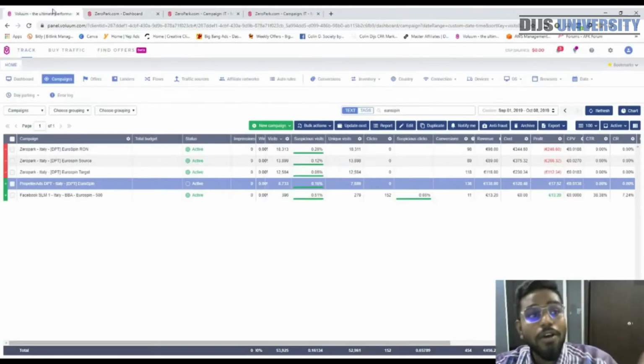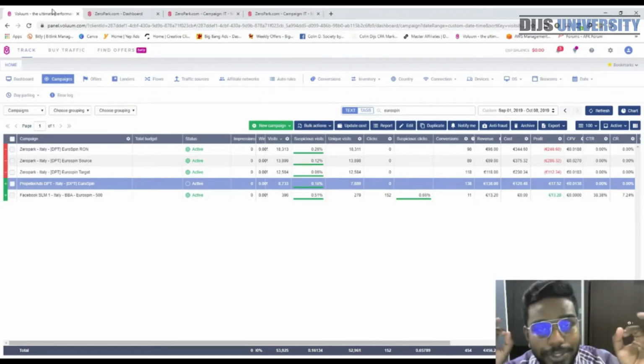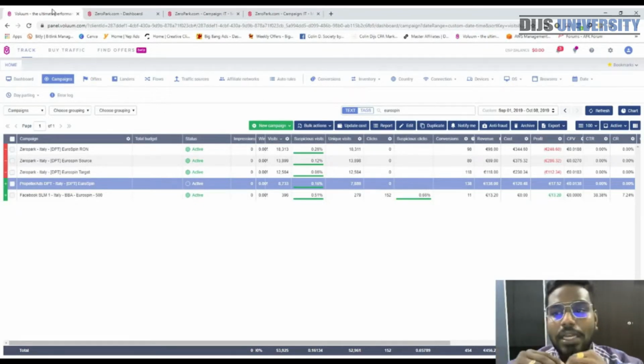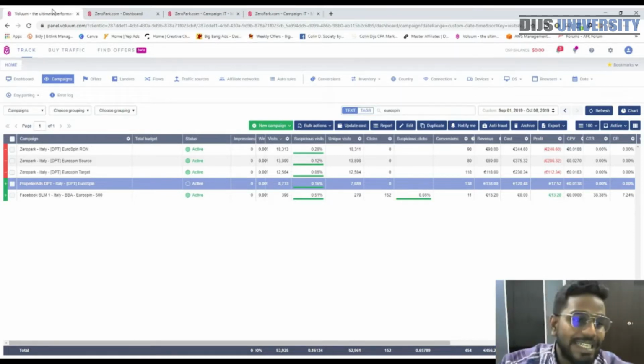So let's start off with Volume. You might have seen my colleagues doing it a different way. They will sometimes start with Zeropark and then go to Volume, but I would like to use Volume first, because I feel most of the details would be covered in Volume, and then it will be easier for us to compare from Volume to Zeropark. I find it much easier that way.